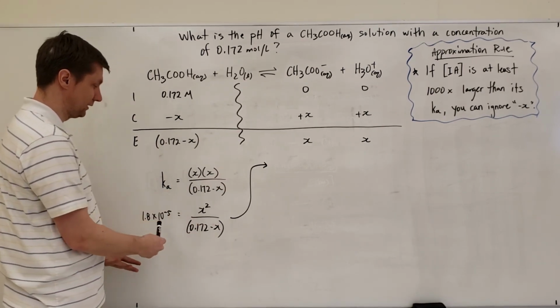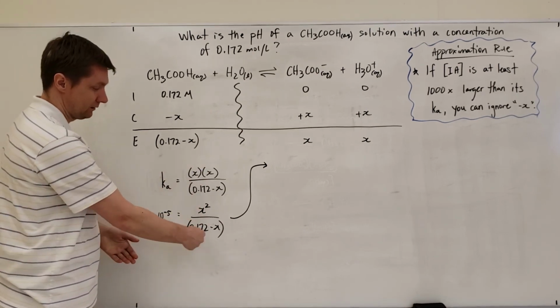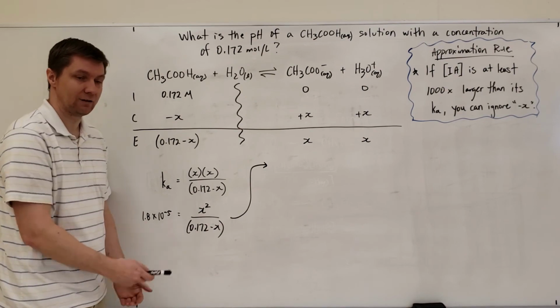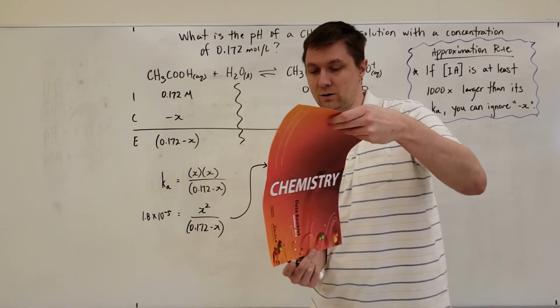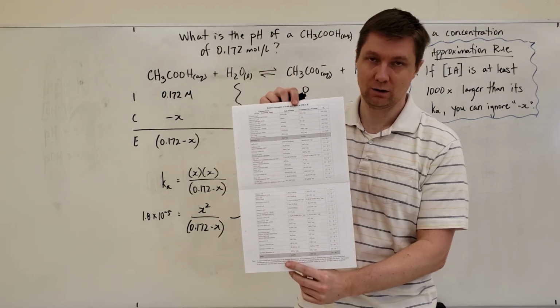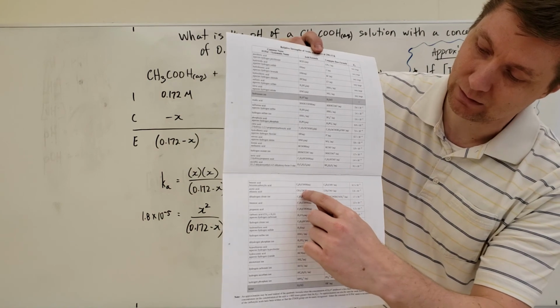And so if you look at this, this is just x times x, which is x squared, divided by the same thing. And this is the Ka value, and the Ka value comes from the data booklet here on your acid-base chart. And so I bring this up a little bit closer. You can see that acetic acid is right here.